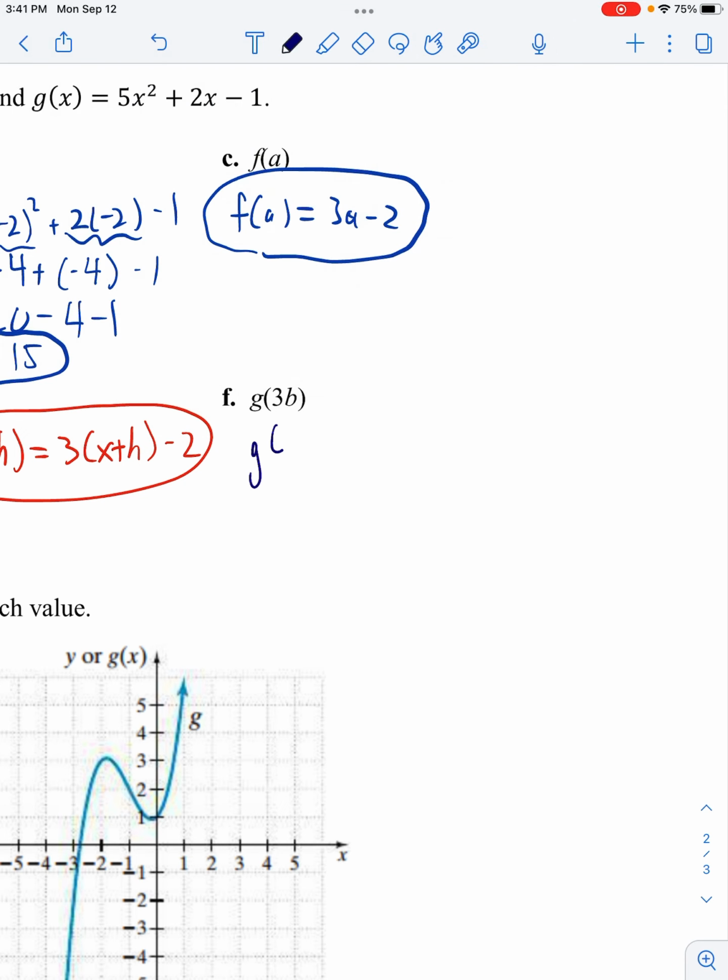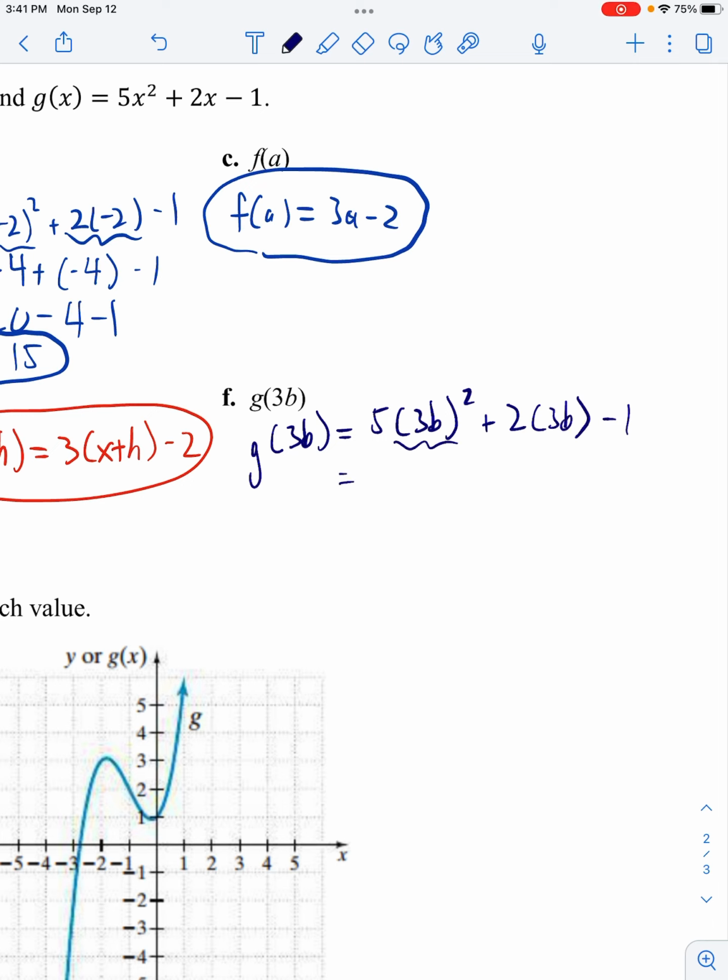So g of 3b equals 5, and then in parentheses, 3b, all of that squared. I have to put my parentheses around my 3b, okay? And then put the exponent outside of it. So plus 2 times 3b minus 1.